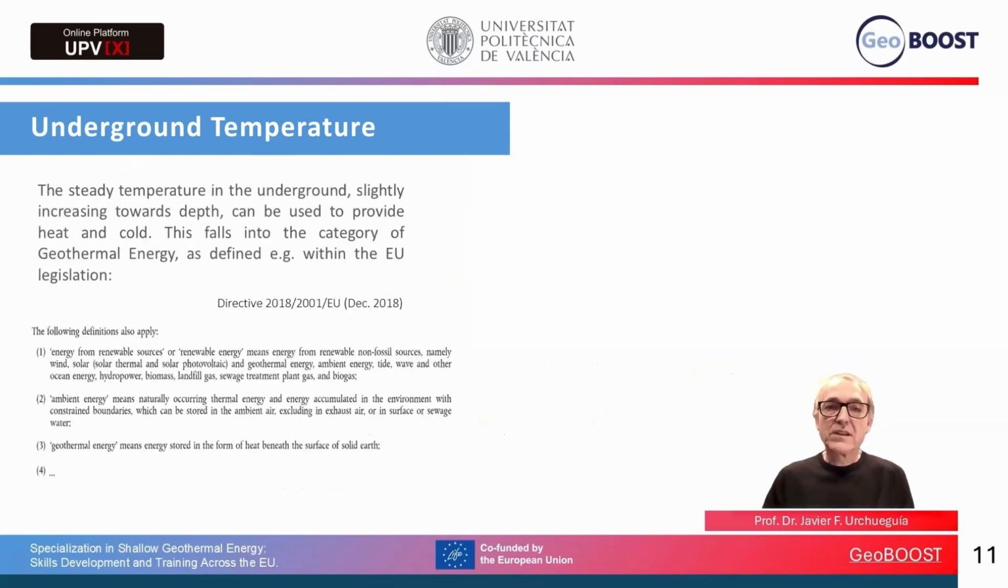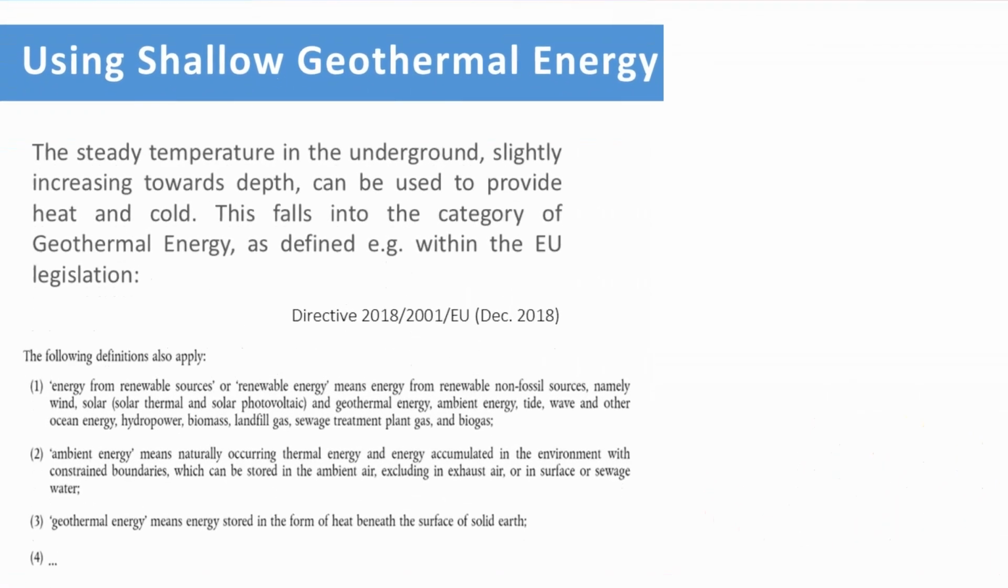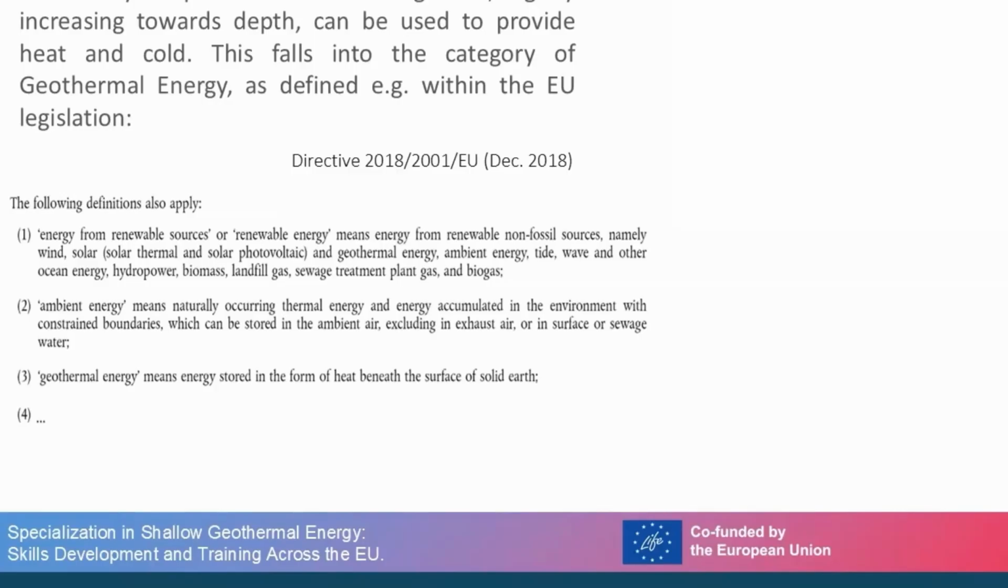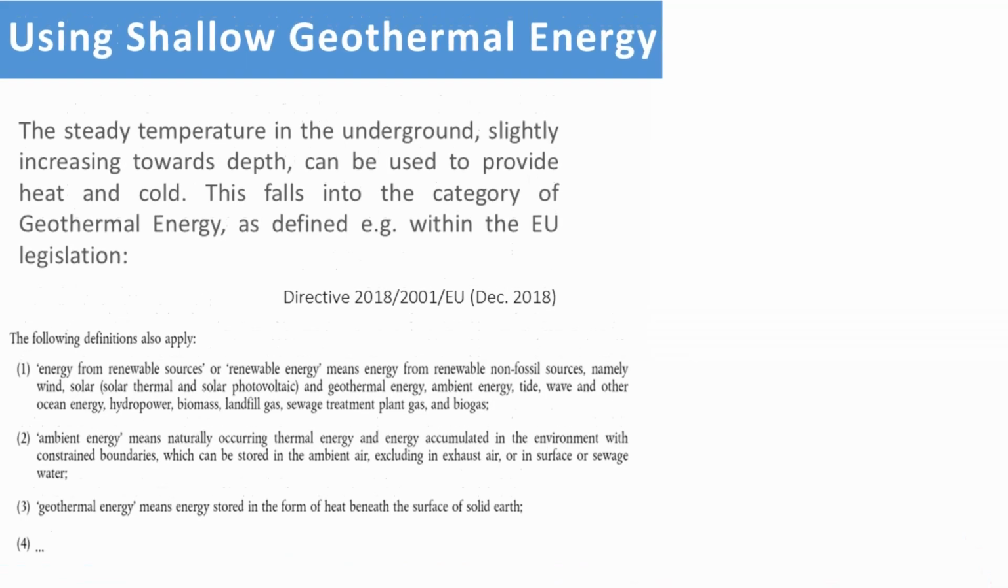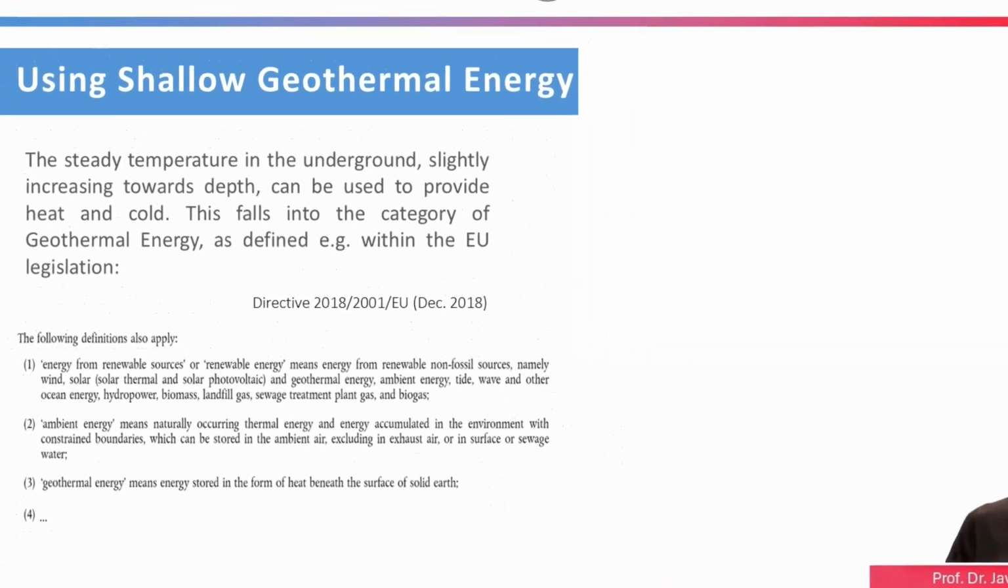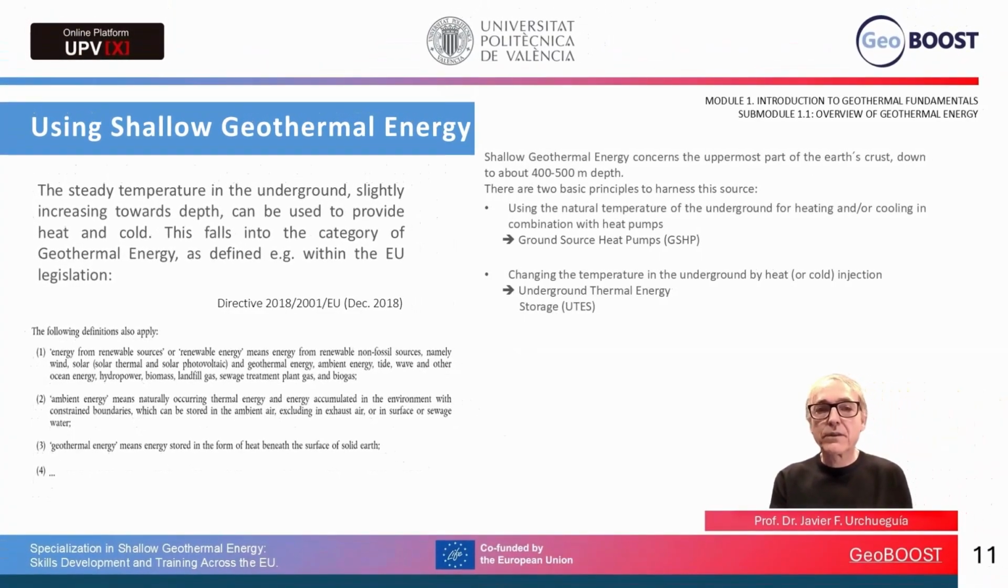So what about the definition of shallow geothermal energy? Fortunately, this was already done in the directive of 2009, where you can see that shallow geothermal energy was defined as the energy stored in the form of heat beneath the surface. It concerns mainly the uppermost part of the Earth's crust, that means up to 400, 500 meters, which is the maximum depth of some systems. Normally, however, shallow geothermal systems are installed at less than 200 meters in most cases.